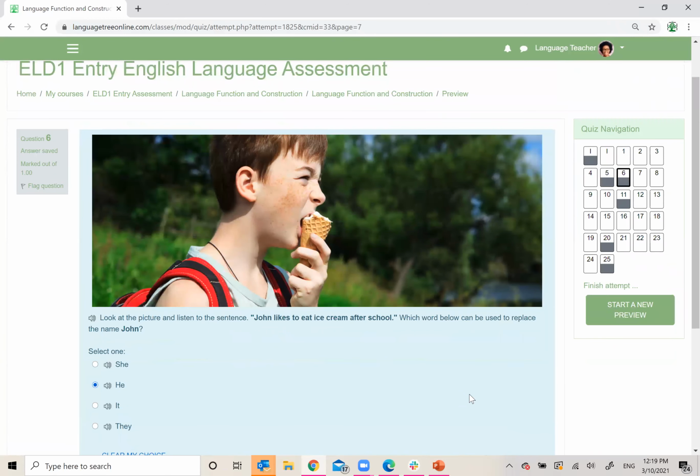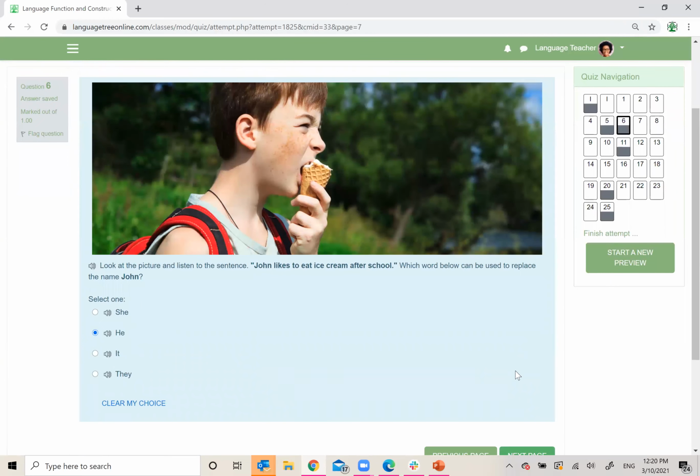So this kind of just shows you the concept of we put a single standard per question, but we have more than one question with that standard. So here's another question on assessing knowledge of pronouns. Look at the picture and listen to the sentence. John likes to eat ice cream after school. Which word below can be used to replace the name John? So again, they can read or listen to their options and then move on to the next.